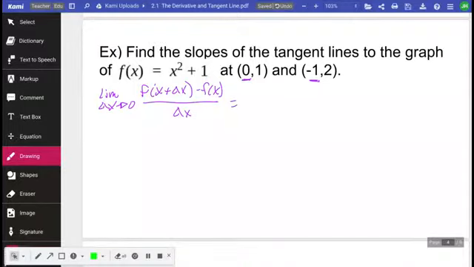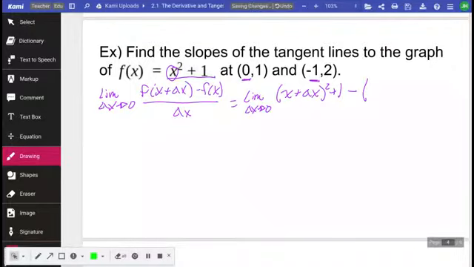And I'm going to now plug into this function. So everywhere there's an x, I'm going to replace it with what is in my f of. Keeping that limit as delta x approaches 0, I will have, instead of x squared, x plus delta x all squared, plus 1, minus the quantity.